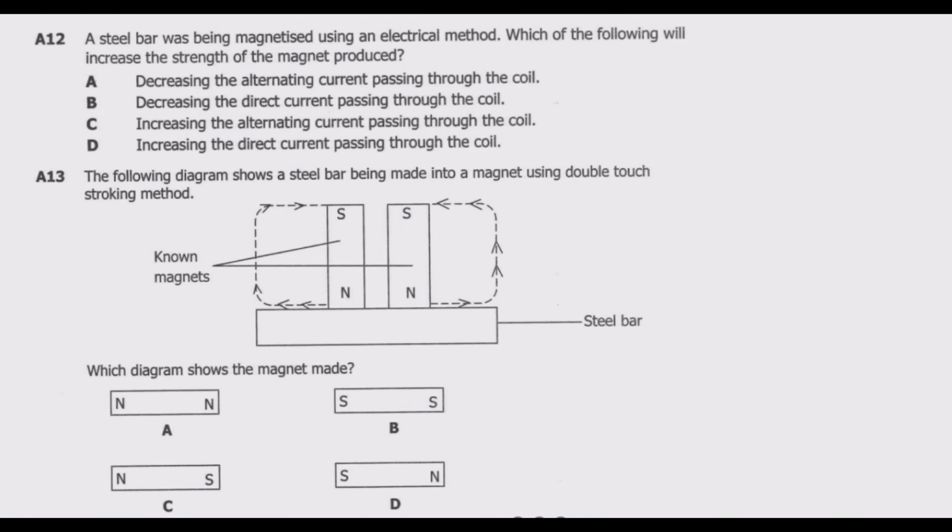Let us look at question A12. A steel bar was being magnetized using an electrical method. Which of the following will increase the strength of the magnet produced? We have two key things that we've been given. We are told that we are using a steel bar, and that this method is an electrical method. The question is asking us to identify what will increase the strength of the magnet produced.